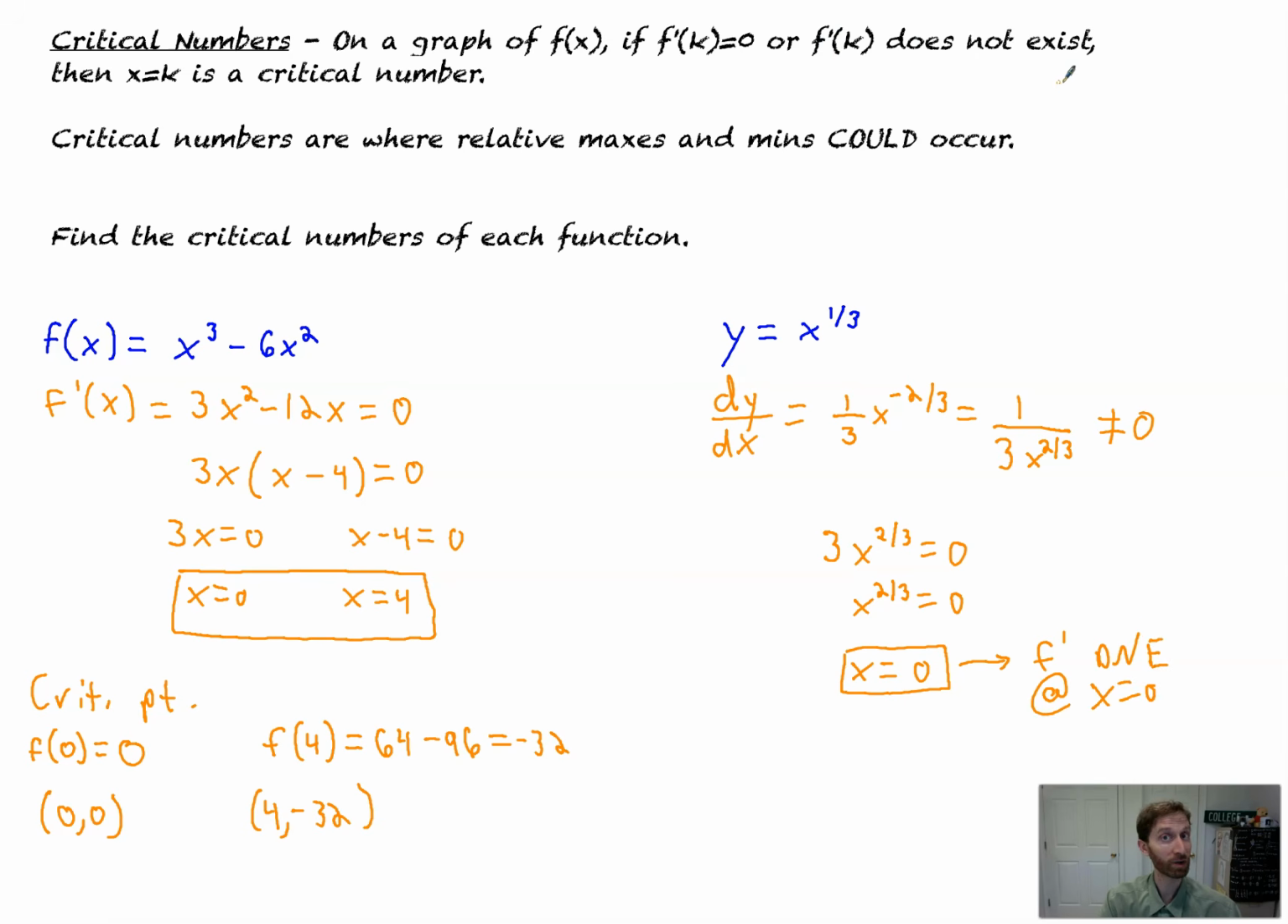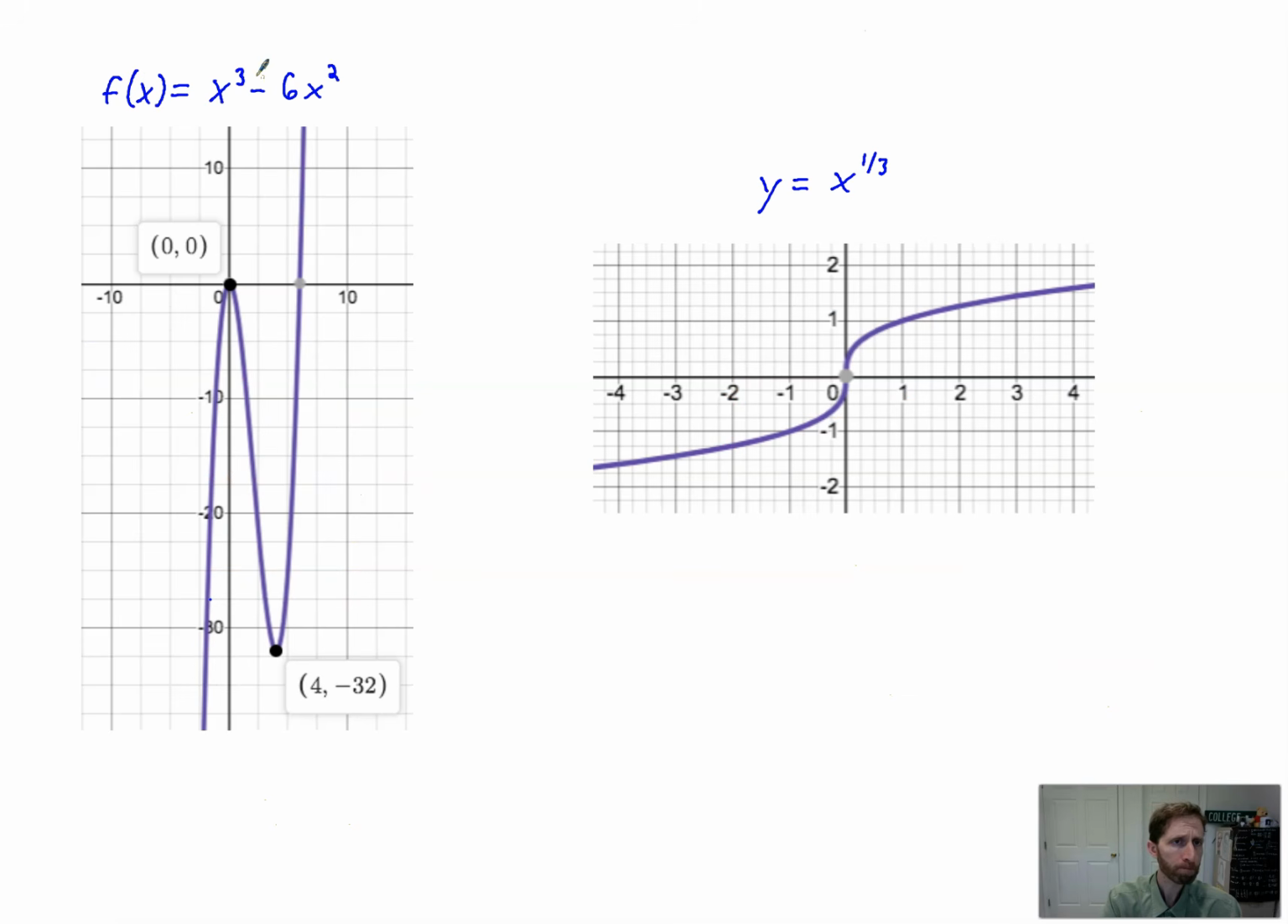Remember, that still makes it a critical number, and we're going to take a look at the graphs of each of these on the next slide to see why these critical numbers make sense. So we had x equals 0 and x equals 4, and then x equals 0. So again, on this function, here was x equals 0. That's a place where the derivative was 0. Here's a place where x equals 4, a place where the other derivative equals 0. Notice we do have a relative maximum and minimum respectively here.